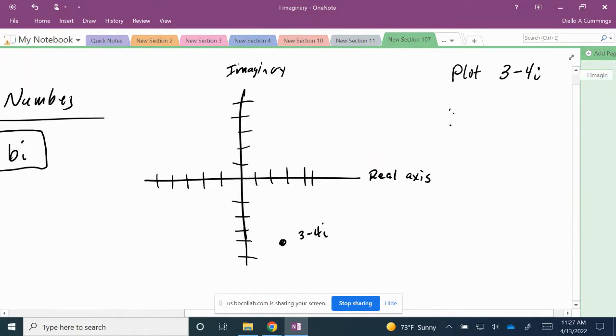So let's say we wanted to plot -3 plus 4i. Here again, I'm going to start at the origin. Since my real number is -3, I'm going to move 3 places to the left. Since my imaginary part is +4, I'm going to go up 4. And this will be my plot, -3 plus 4i.